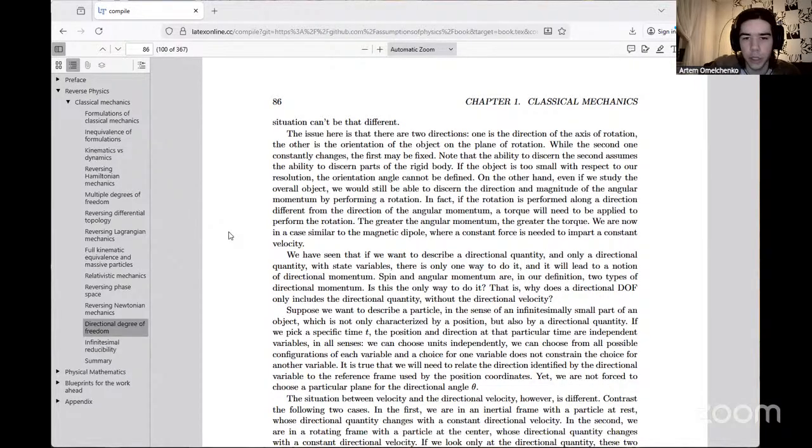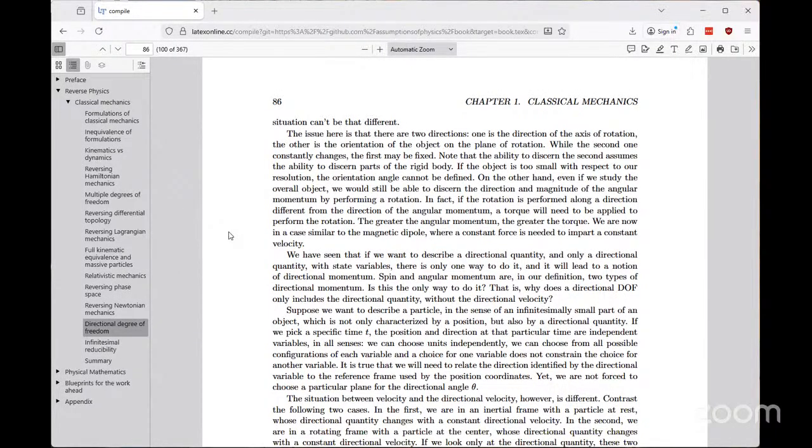On the other hand, even if we study the overall object, we would still be able to discern the direction and magnitude of the angular momentum by performing a rotation. In fact, if the rotation is performed along a direction different from the direction of the angular momentum, a torque will need to be applied to perform the rotation. The greater the angular momentum, the greater the torque. We are now in a case similar to the magnetic dipole, where a constant force is needed to impart a constant velocity.